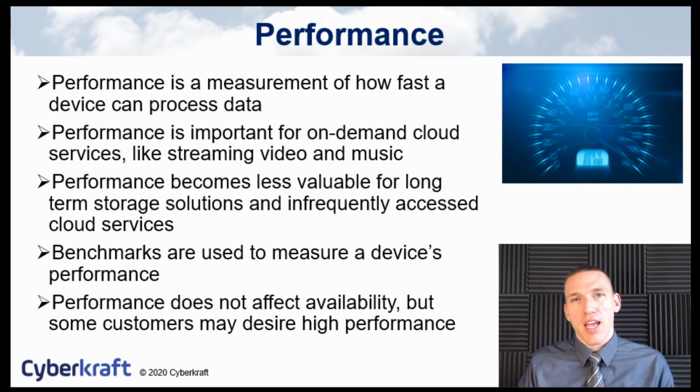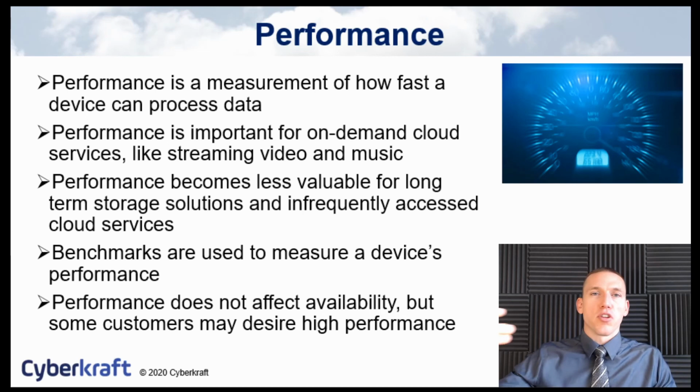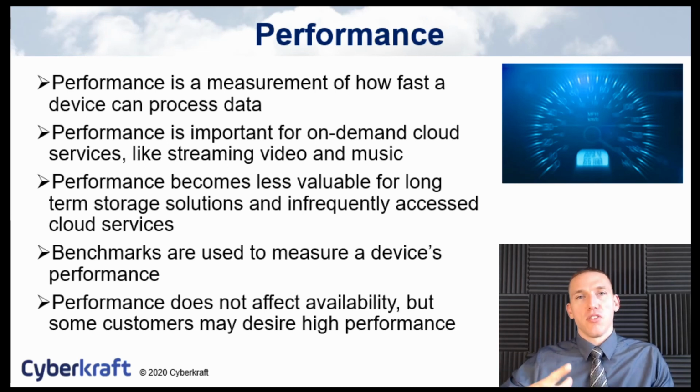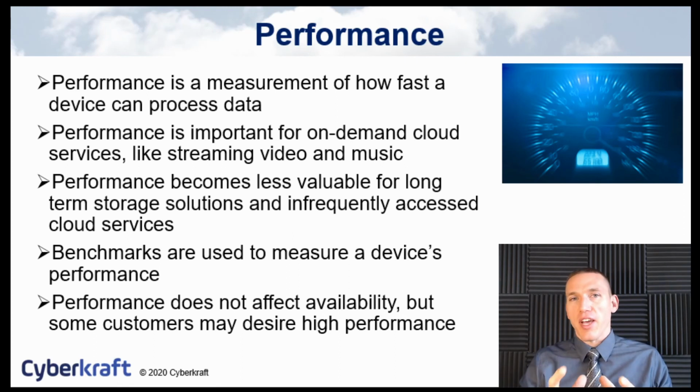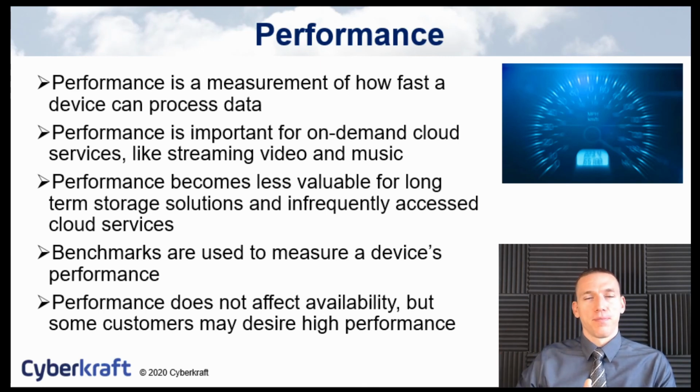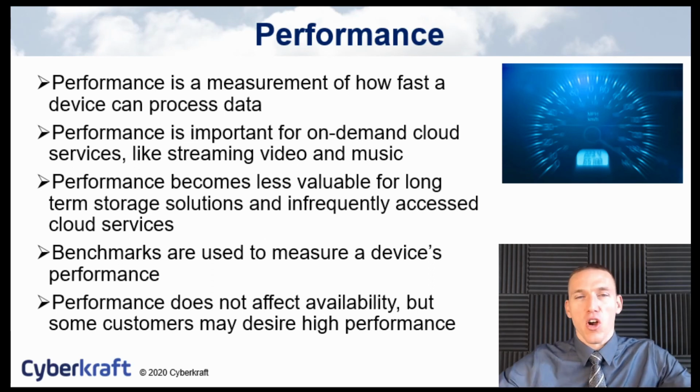So for example, a graphic design firm, or maybe a firm that processes videos, might need to purchase a higher processor capability to enable the types of data transfers and computations that they require, like video rendering on those devices. Benchmarks are used to measure device performance, and benchmarks may be offered as a show or a proof of performance to a cloud customer when the cloud service is being negotiated. Performance does not affect availability, but some customers, like I said, might require high performance in their applications or in the devices and the hardware that they're purchasing.